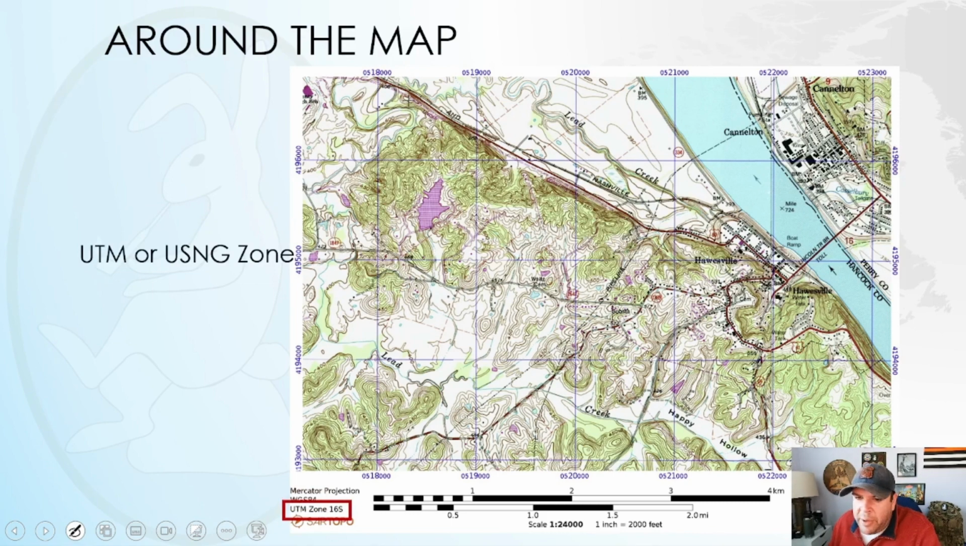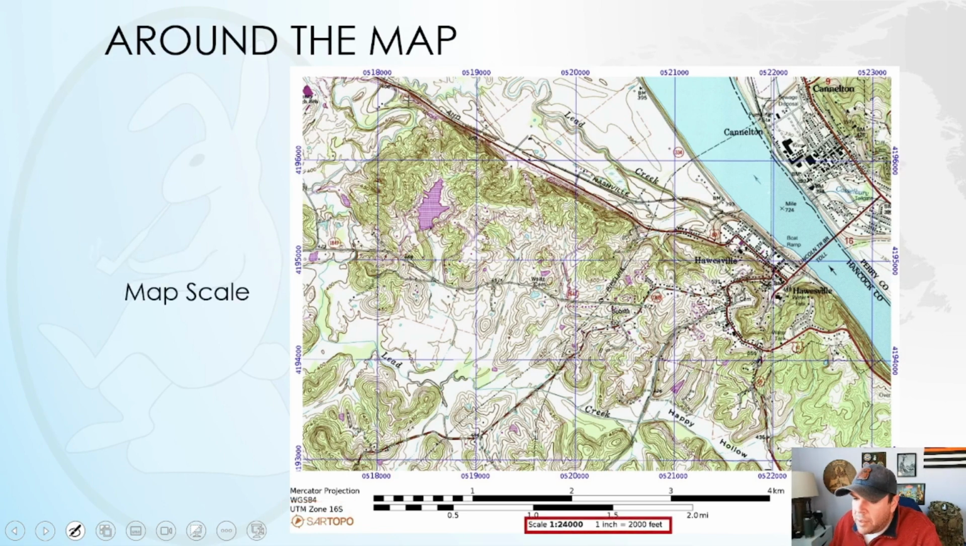What we have next on the map here is our UTM, or our U.S. National Grid zone. We'll go over this in a little more detail later, but this tells you which zone you're currently depicting. Where in the world are you according to the zone, okay? Down here at the bottom, we have the map scale. Basically, this is the zoom level of the map. The smaller the number, the tighter the zoom; the larger the number, the wider.